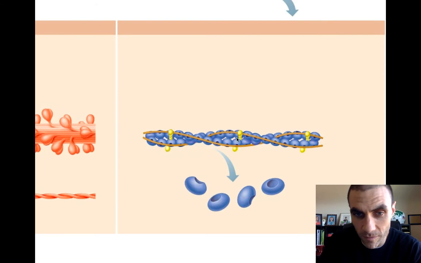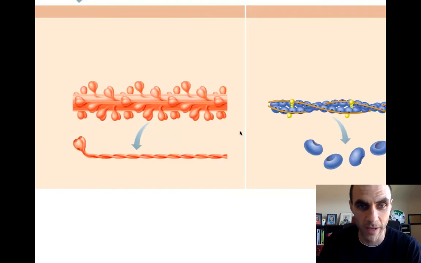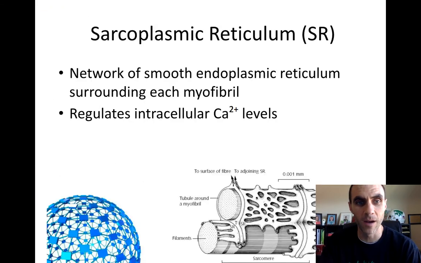Calcium is going to go and find these little yellow molecules called troponin. It's going to change the shape of troponin. When troponin changes shape, tropomyosin will be pulled out of the way. I have this in writing for you, okay? So, like I just said, the sarcoplasmic reticulum stores calcium.